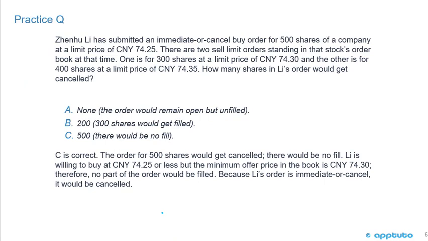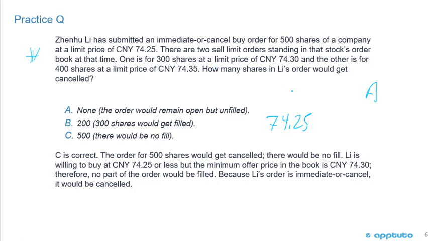Okay, the correct answer here is C, that 500 shares would get canceled. There would be no fill. And the way that I like to do these, when they give you a question like this, it's fairly hard to read. I'm always going to write it down. I can make a few notes with the space provided. So she wants to buy, first of all. So I'm going to put buy on my left-hand side, and I'm going to write the bid price that she's putting in, 74.25, and then I'm going to put the ask here.